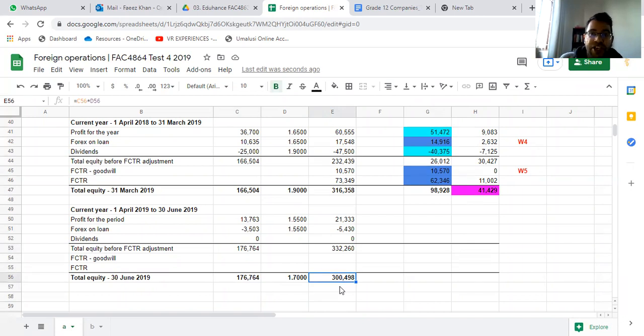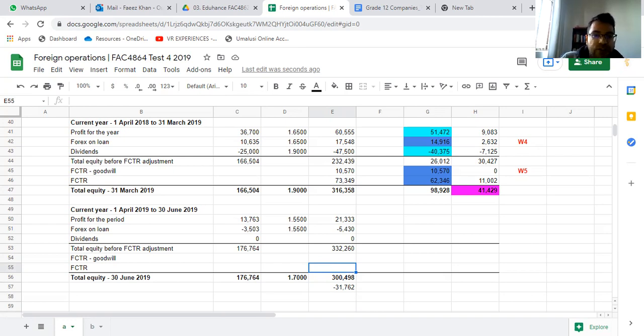So there's a foreign exchange loss over here, and we need to split that foreign exchange loss between Goodwill and then the remaining FCTR. So remember, the total FCTR is a loss of 31,000 Rand. But that 31,000 Rand will be split between Goodwill and everything else. So just take note of that.